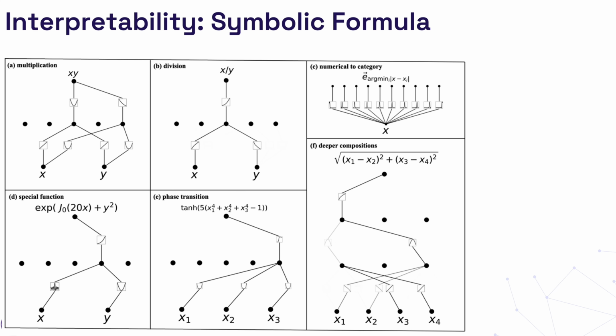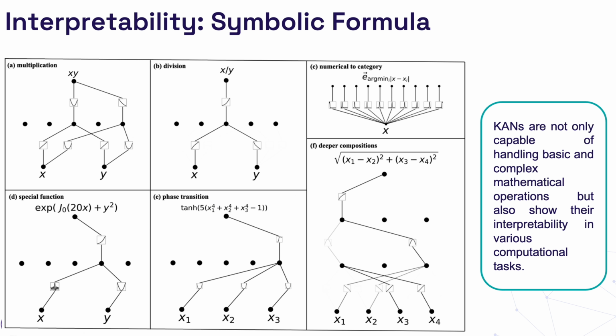Here you will see different arithmetic operations: multiplication, then division, and then numerical to category, deeper composition, phase transition, and special function. So in conclusion, I can say that KAN is not only capable of handling basic or complex mathematical operations, but also shows its interpretability in various computational tasks.